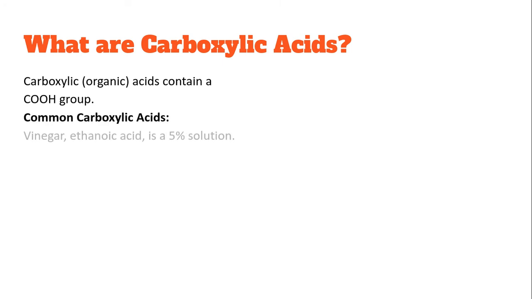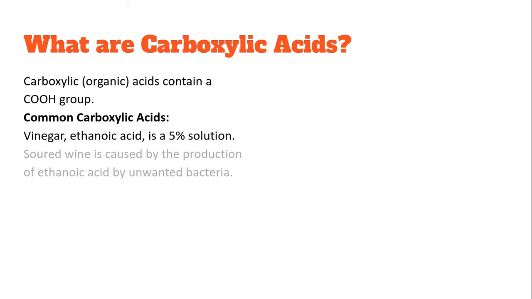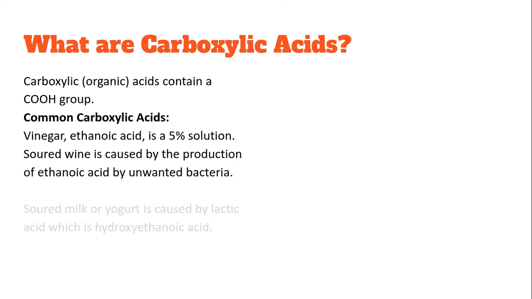So common carboxylic acids, vinegar is a big one. Vinegar is also called ethanoic acid, and it's a 5% volume-to-volume solution, and it's a carboxylic acid. Soured wine, again, when you go to a restaurant, sometimes the waiter or waitress will give you a sample of a bottle of wine if your parents have ordered it. You're tasting to see whether the wine has soured or not. If it has soured, that means that unwanted bacteria have gotten into the bottle of wine, and unwanted bacteria sometimes make vinegar. So this is one way we actually make vinegar, by this process of souring wine.